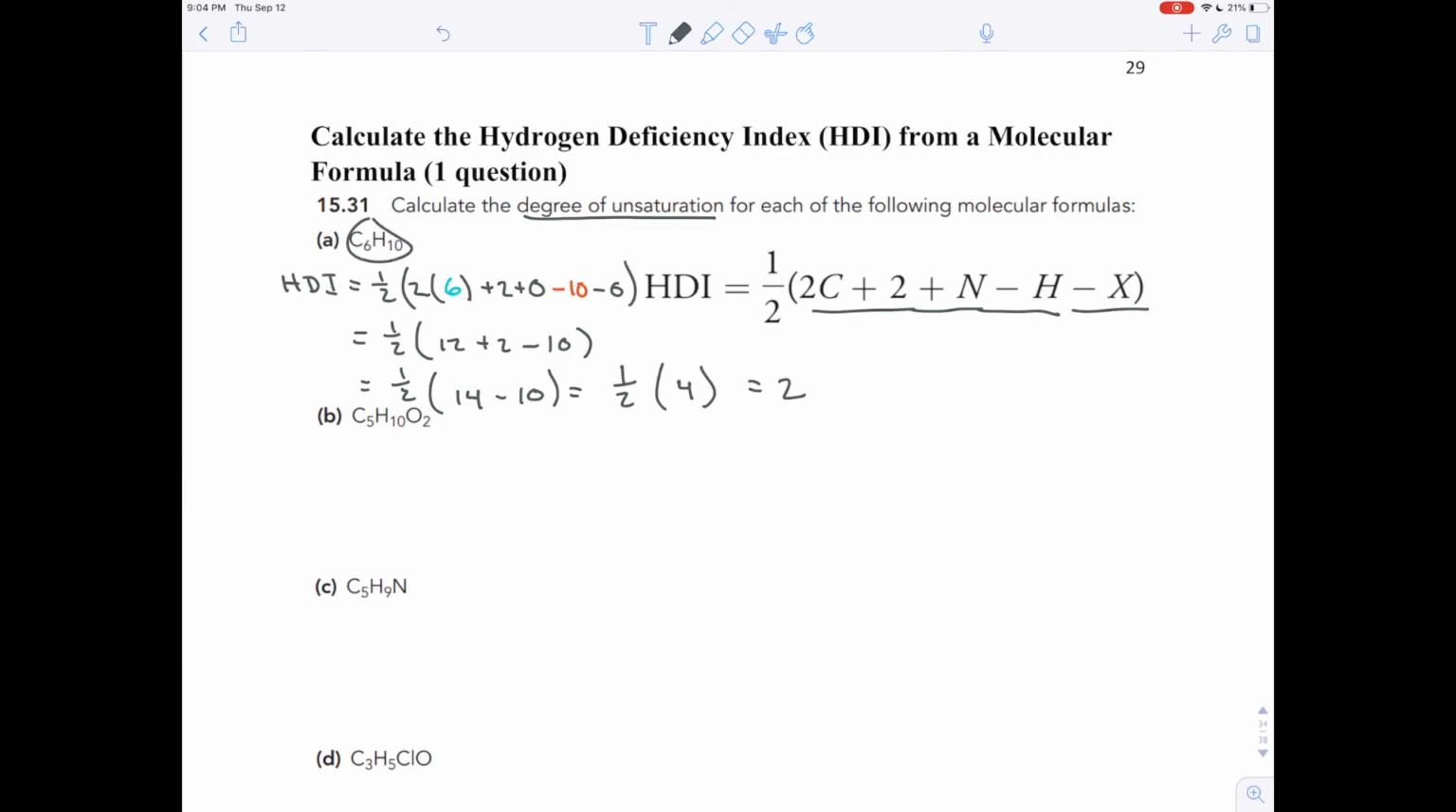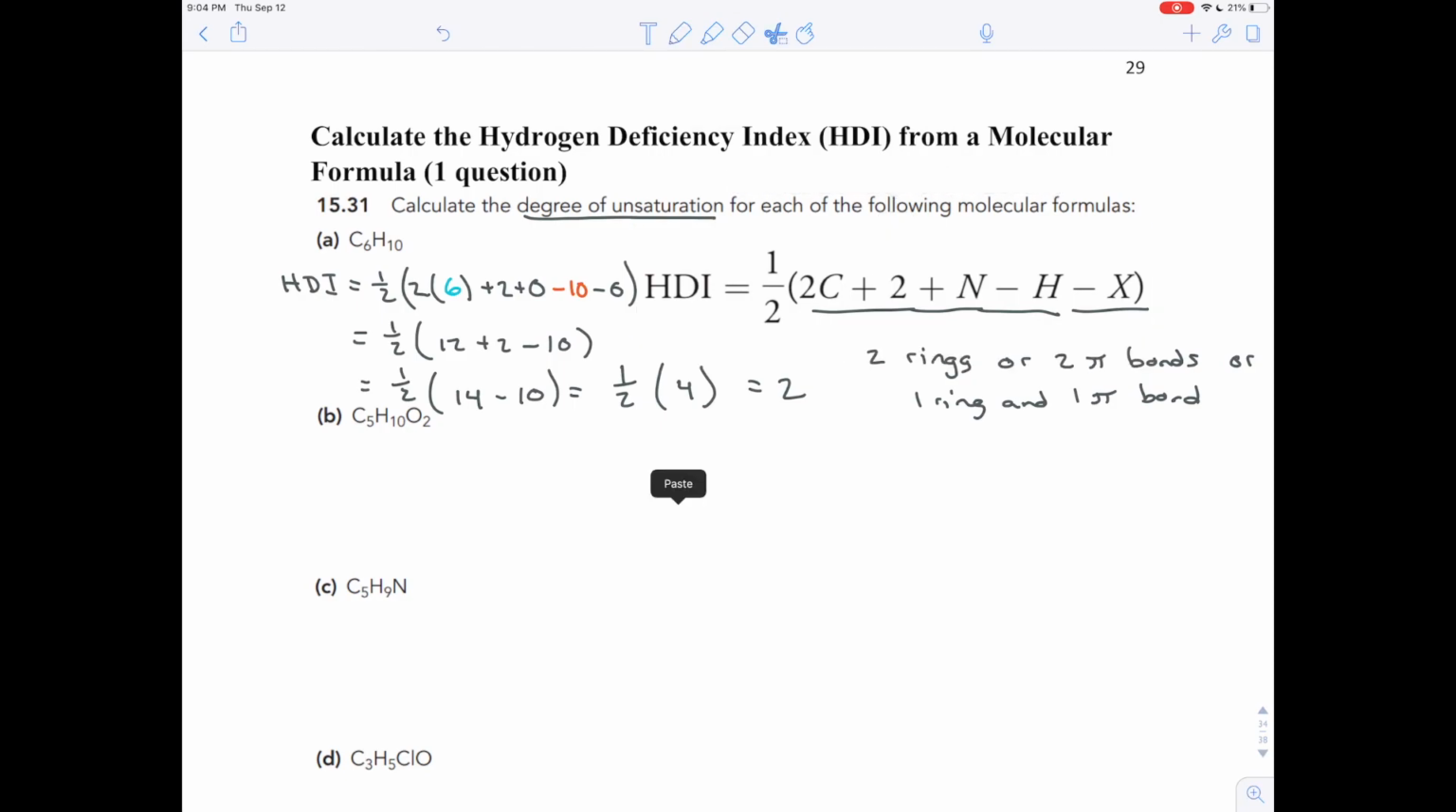That means in this molecule we either have 2 rings, or 2 pi bonds, or 1 ring and 1 pi bond. And that would help us draw that molecule, or at least draw possible shapes for that molecule.